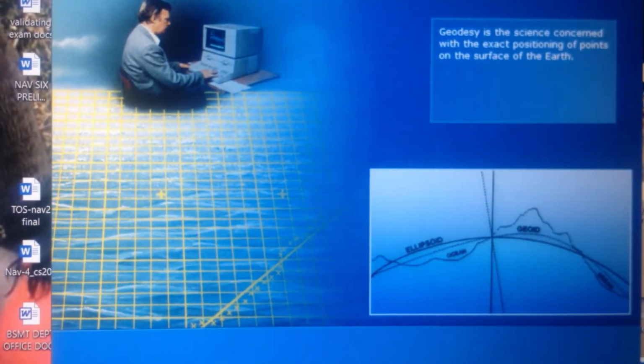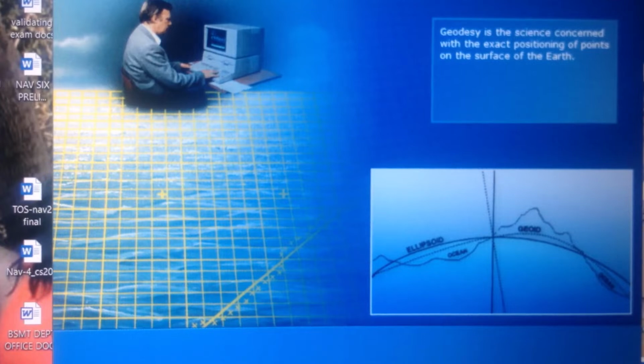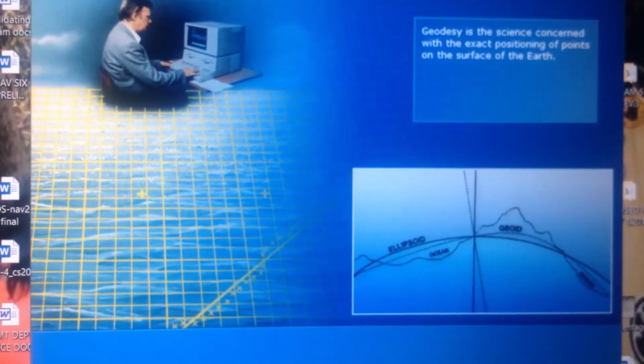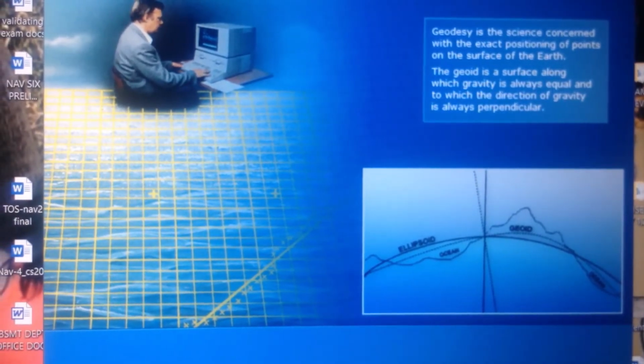This figure represents a vertical slice through the Earth. It shows the uneven surface of the Earth, but for survey purposes, they are reduced to the geoid. The geoid is a surface along which gravity is always equal, and to which the direction of gravity is always perpendicular.